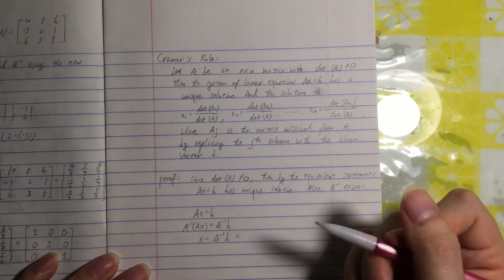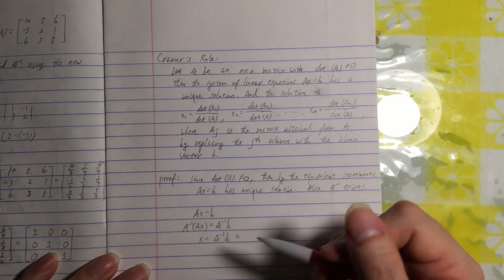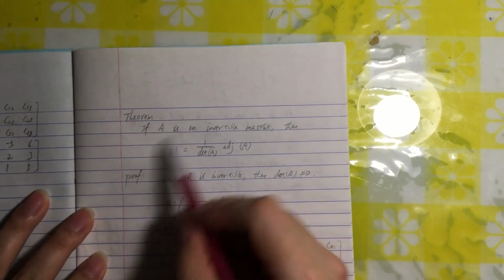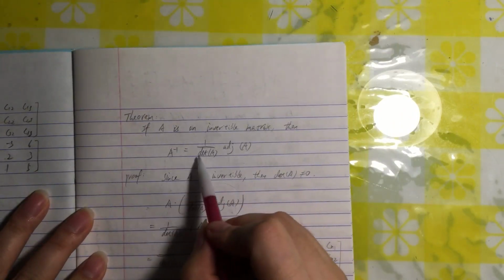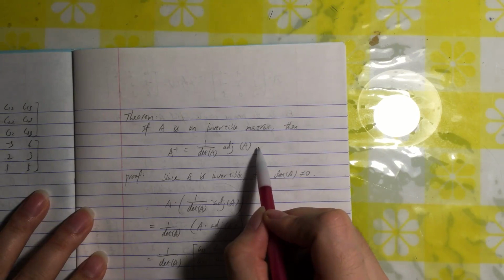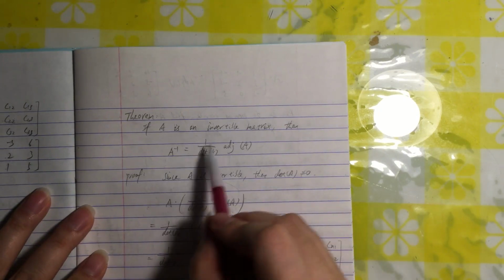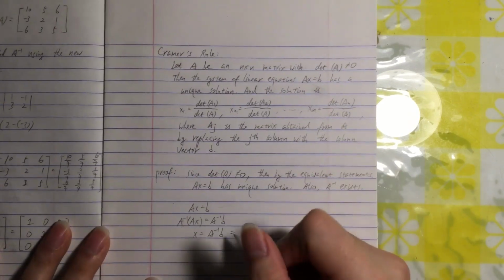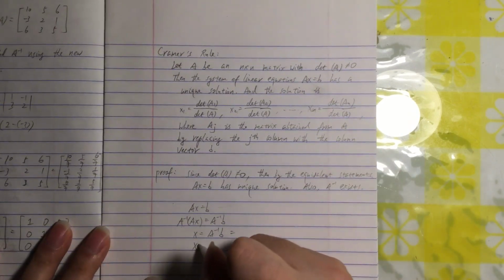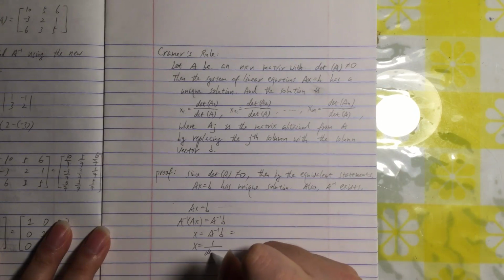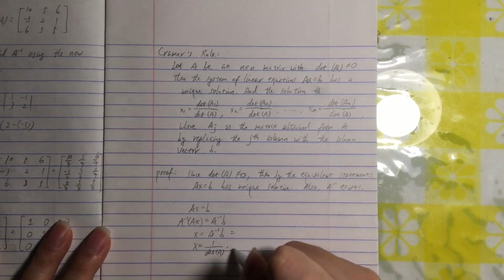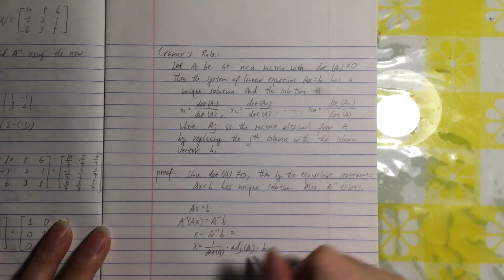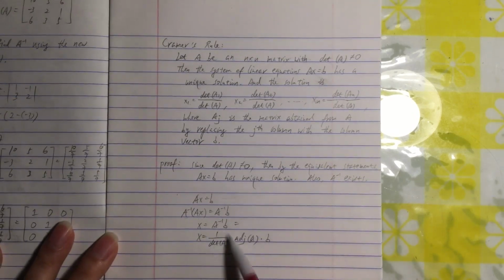What's the inverse of A? By the previous theorem, we know that the inverse of A can be written as 1 over determinant of A times the adjoint of A. So X equals 1 over determinant of A times adjoint of A times the column vector B.